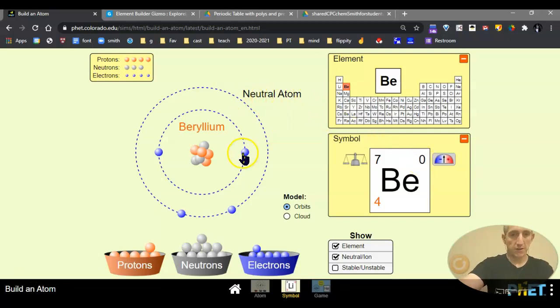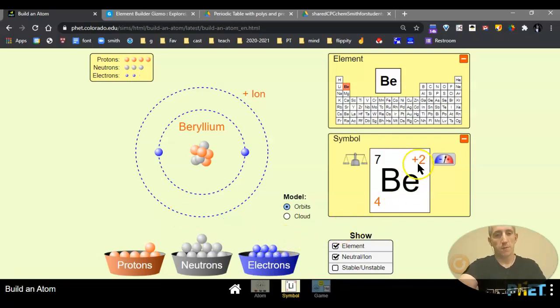Now beryllium actually prefers to lose a couple of electrons, so I'm going to take these 2 away. And now we have a +2 charge. So it's +2 charge for a couple of reasons. Again, the positive because there are more positive protons than there are negative electrons. And the number 2 is because there are 2 more positive protons than there are negative electrons.